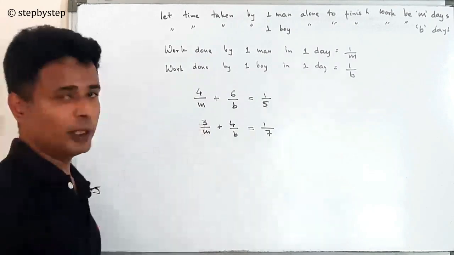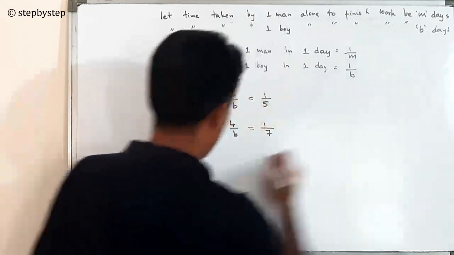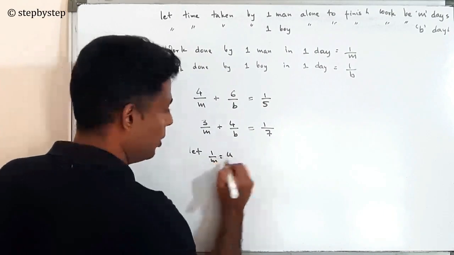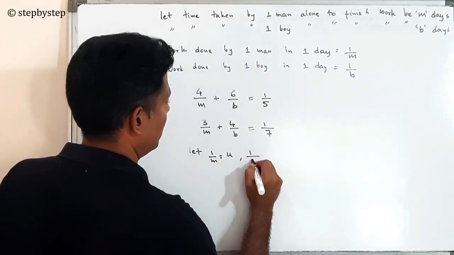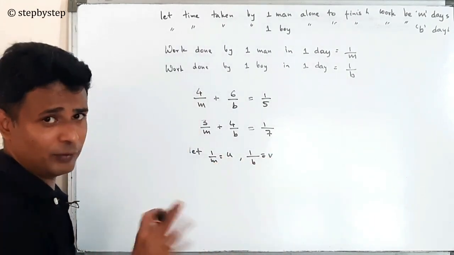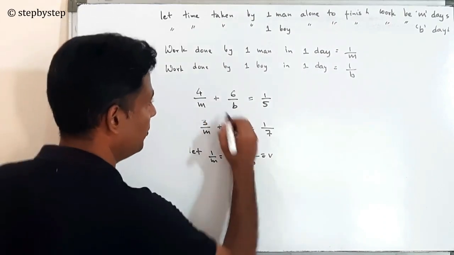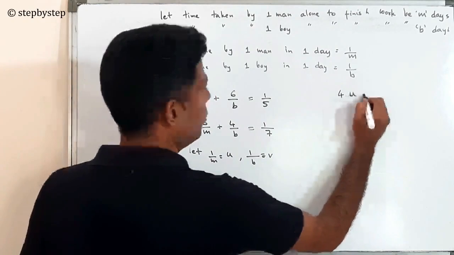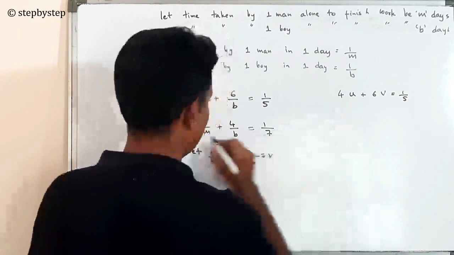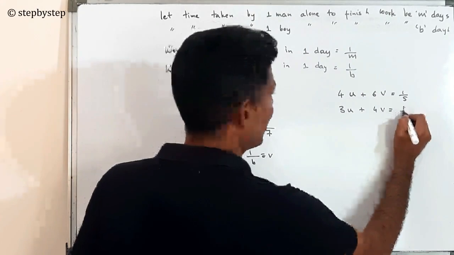So we got the two equations, m and b are in the denominator. So what will we do? We'll say, okay, let 1 by m equal u and 1 by b be equal to v. We could have taken x and y instead of u and v also, but I am taking u and v. So what do these two equations become? This becomes 4u plus 6v equal to 1 by 5, and this becomes 3u plus 4v equal to 1 by 7.